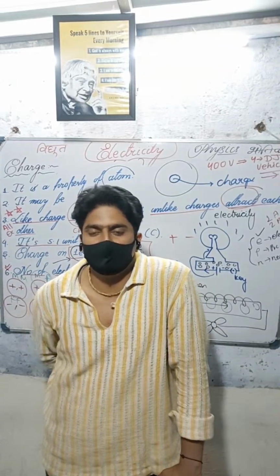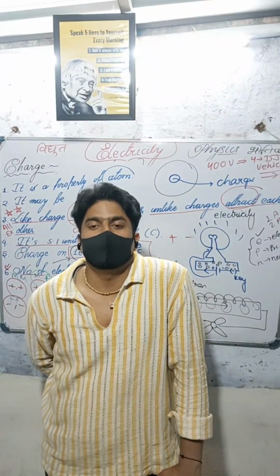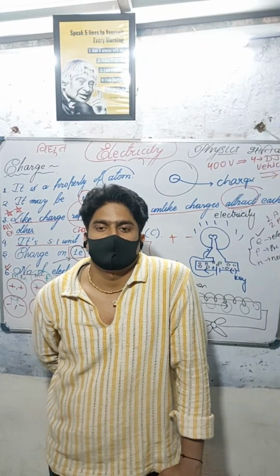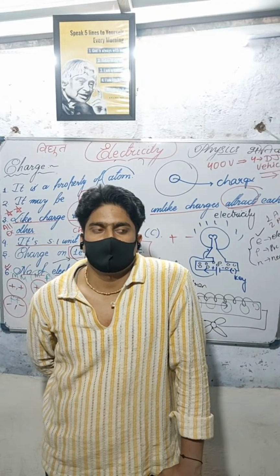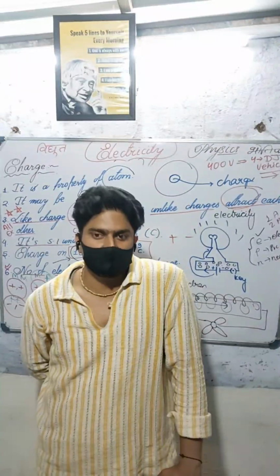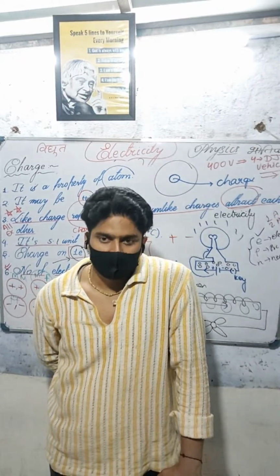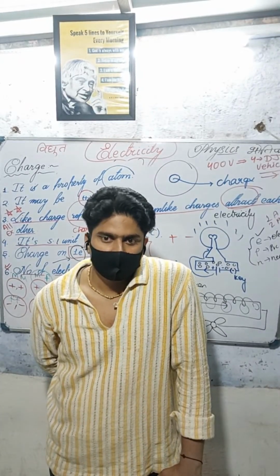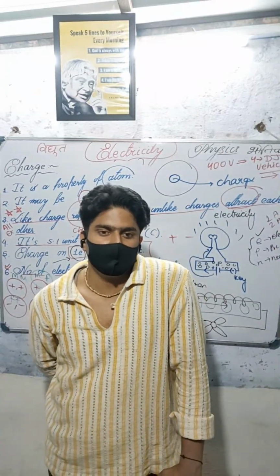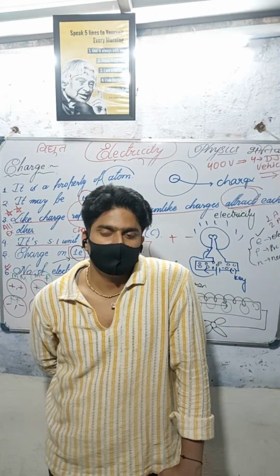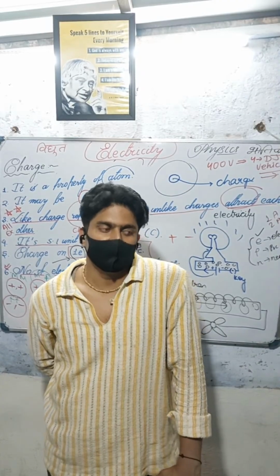Next, what is one charge? One charge equals how many coulombs? 1 coulomb charge equals 6.25 into 10 to power 8, look here. Next, 1 electron equals minus 1.6 into 10 to power minus 9. Wonderful.